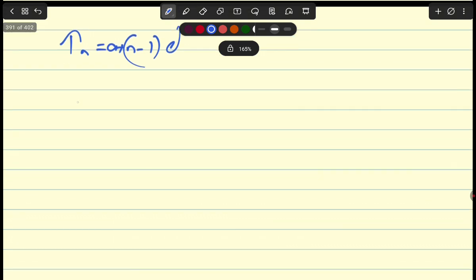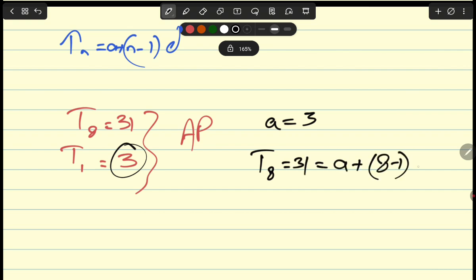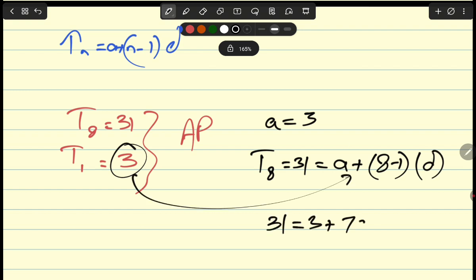So if it gives you that the 8th term of a sequence is 31 and the first term is 3, right? And it explicitly tells you that this is an arithmetic progression. So what do you need to do? If the first term is 3, you will say that a is equal to 3 and term 8 is 31, and term 8 may be written as a plus n minus 1, which is 8 minus 1 times d. You don't know d, but you do know a, which is 3. So 31 is equal to 3 plus 7d. So this is 28 upon 7 is equal to d is equal to 4. So you already know the value of d as well now.